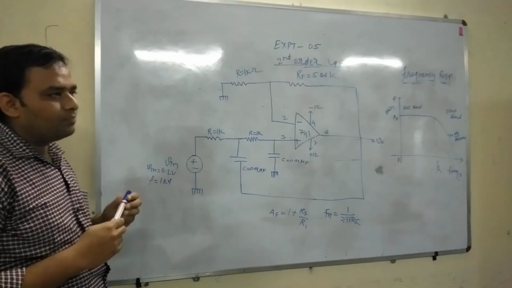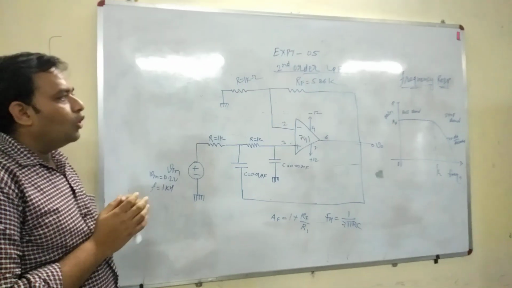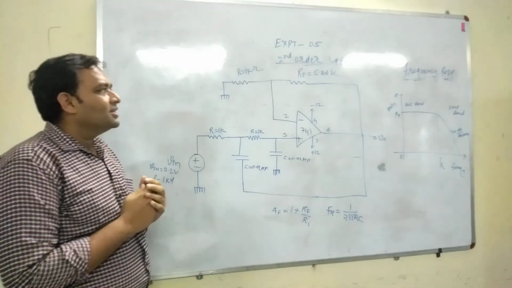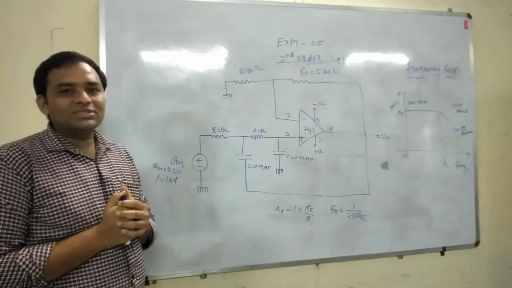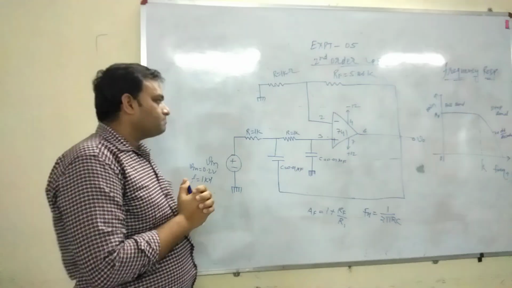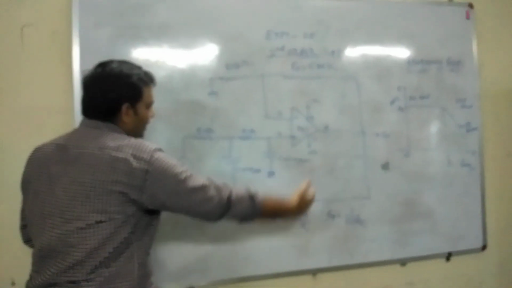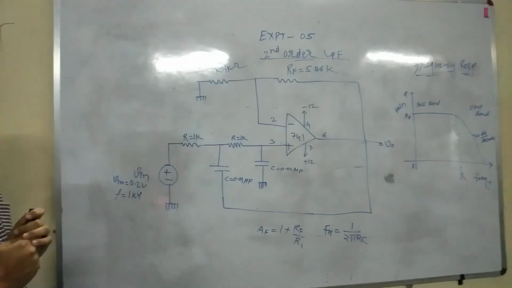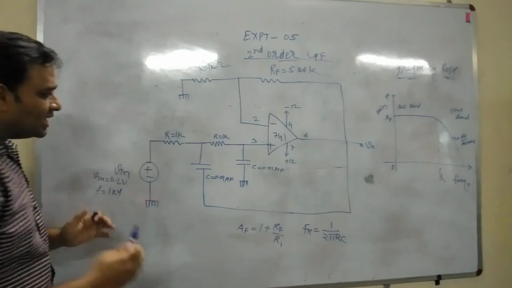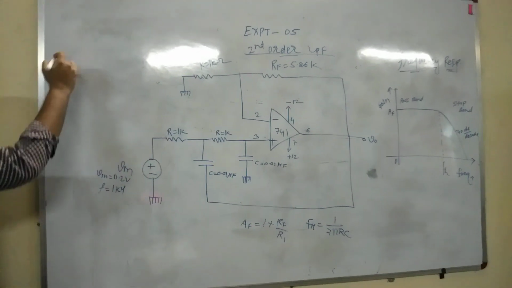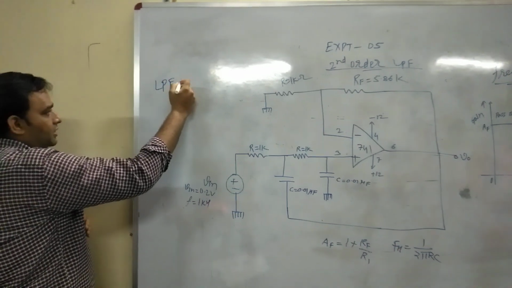We are going to perform experiment number 5 of analog integrated circuit, that is implementation of second order low pass filter. So this is the circuit diagram for second order low pass filter. First we will see what is low pass filter.